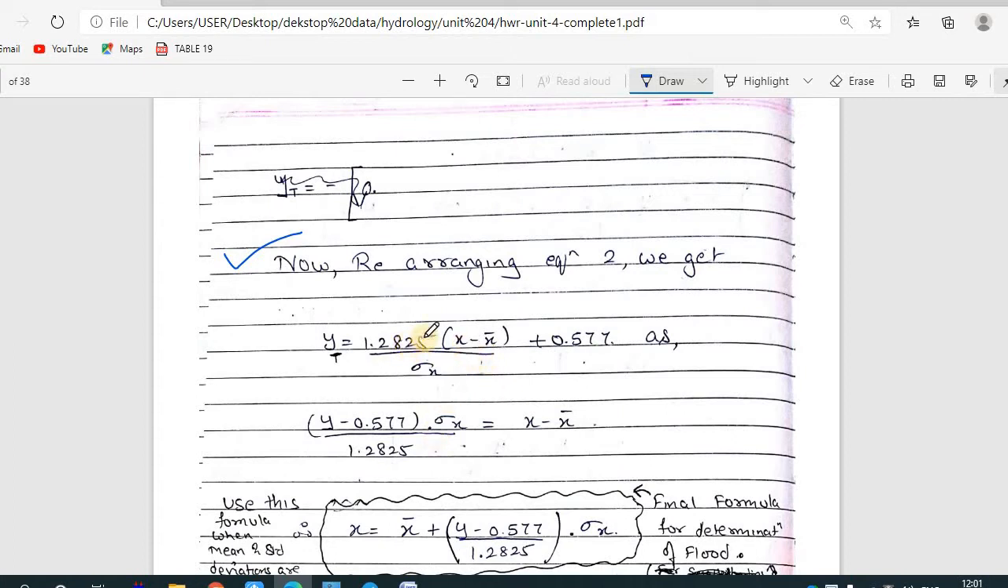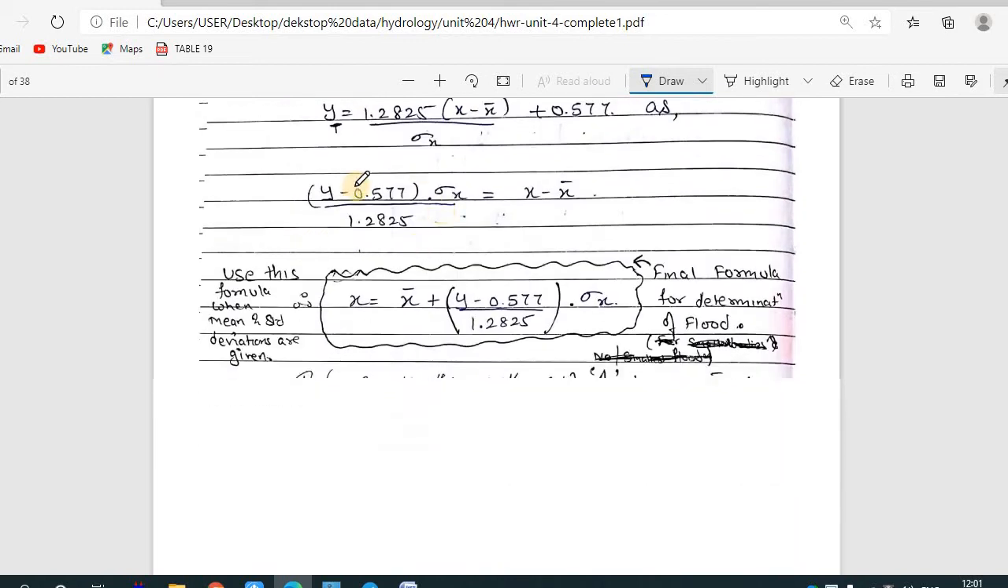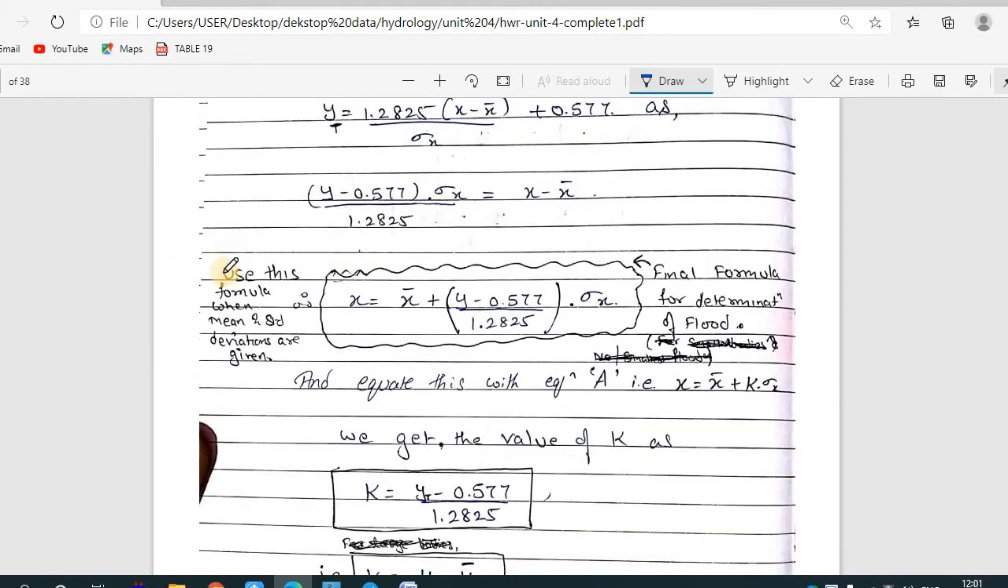This 1 by 285 will be divided by what? Because this is in multiplication, it will get divided. Yt will be what? Yt, this positive will become negative over there, so yt minus 0.5777, and sigma x will get multiplied. This will be in division. So this is the equation after rearranging. Use the formula.